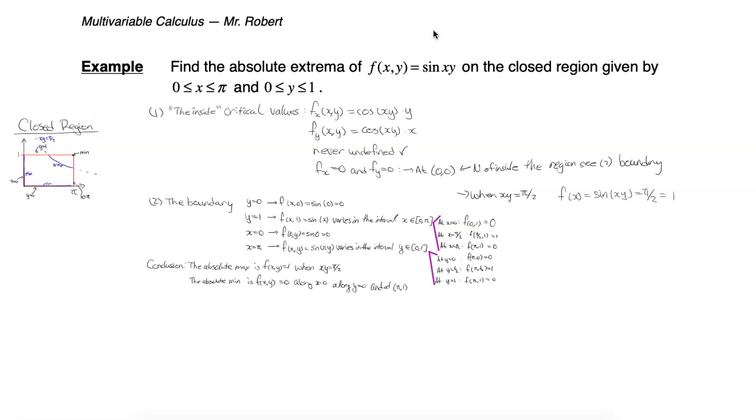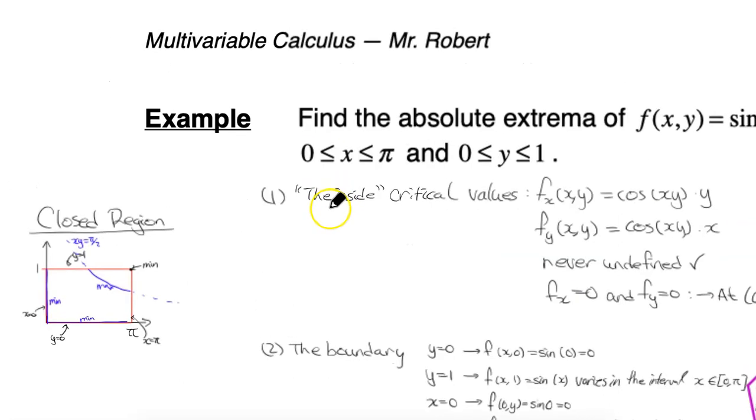In this exercise, we are looking for the absolute extrema on the closed region given by these two inequalities. And that means x is between 0 and pi, y is between 0 and 1, so it's a rectangle. And the function we're trying to find the extrema for is f of x y equals sine of x y. I will zoom in a little so we can see better.